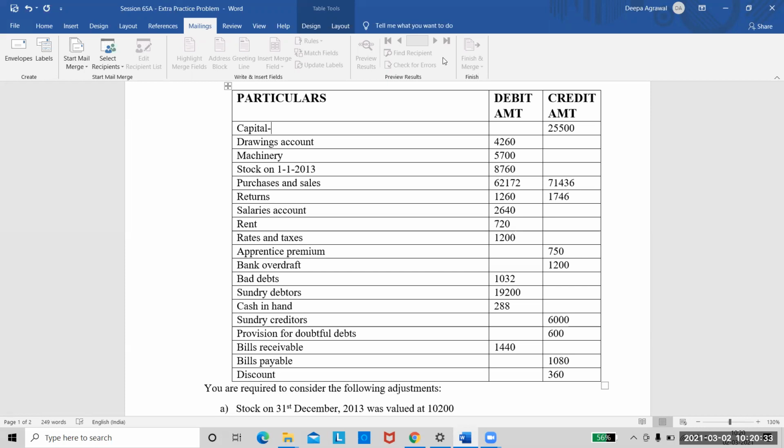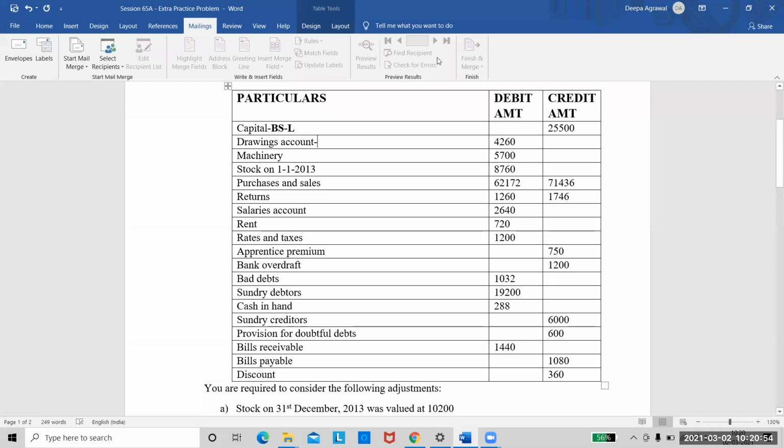So it's tallying. Both the sides are tallying. So we don't have a problem. Our trial balance is tallying. So we can quickly mark the entries and start with the problem. So start telling me. First one is capital. Where do I take? Yeah, balance sheet, liabilities.